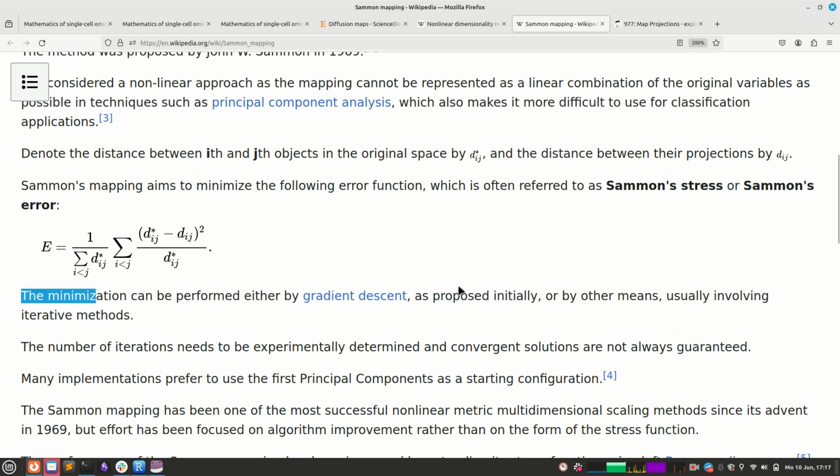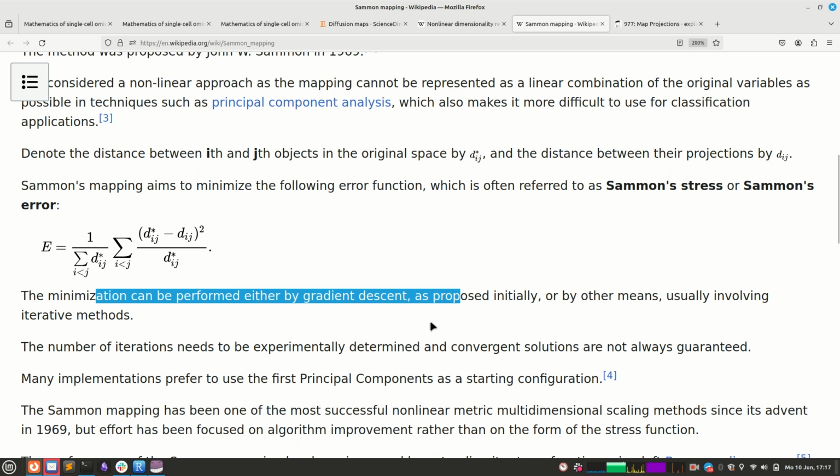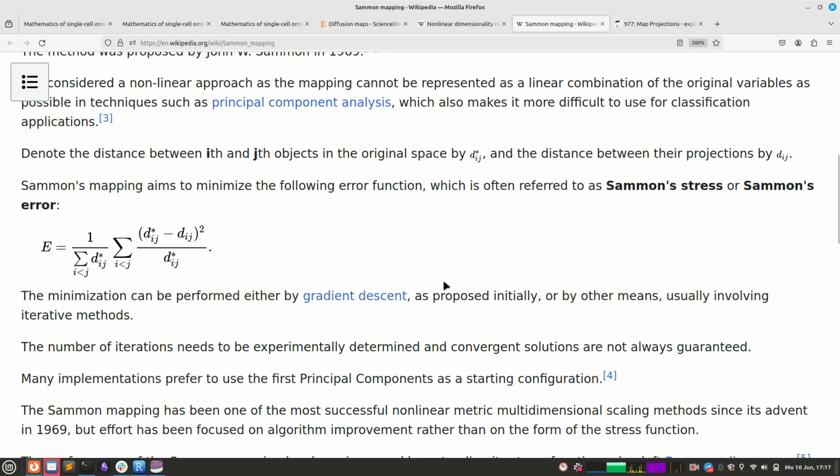They say here so nicely that the minimization can be performed by gradient descent, but in practice it turns out that you immediately run into local minima and your minimization gets stuck at all kinds of places. But this was sort of a starting idea that people started with. Let's try to reconstruct this thing.